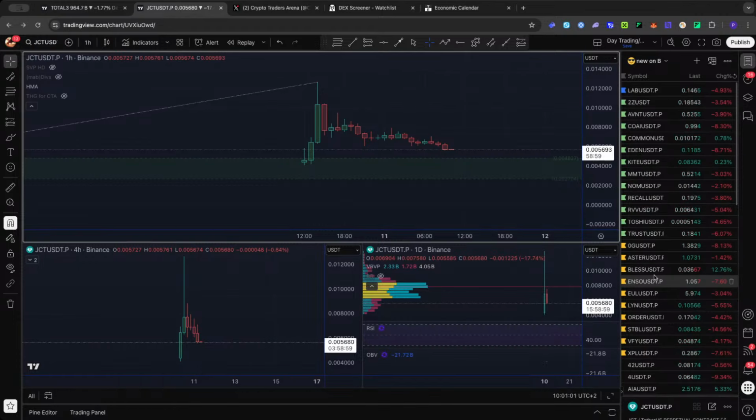Why I prefer these ones? They don't have selling pressure. They are new, they are shiny. People are talking about them. And more volatility, more opportunities here.